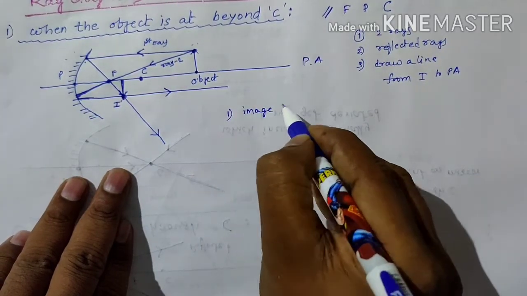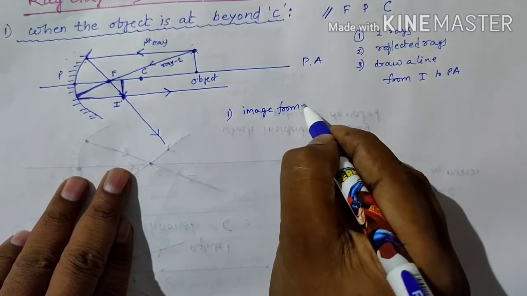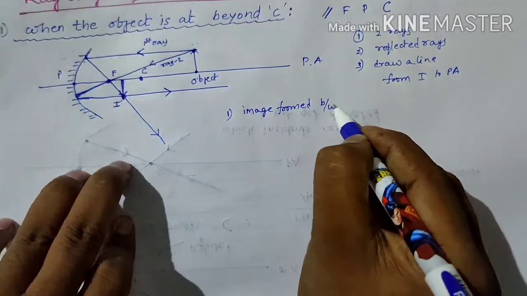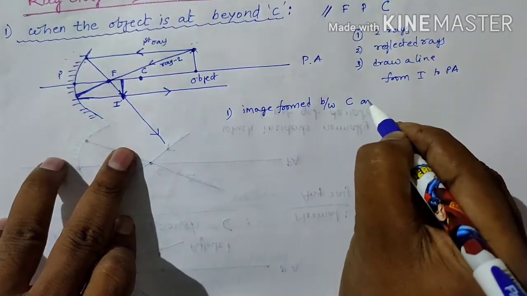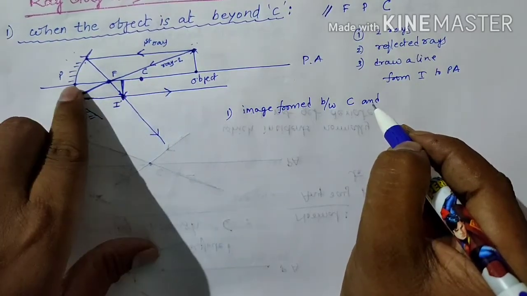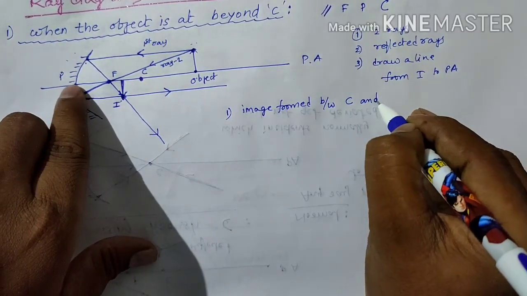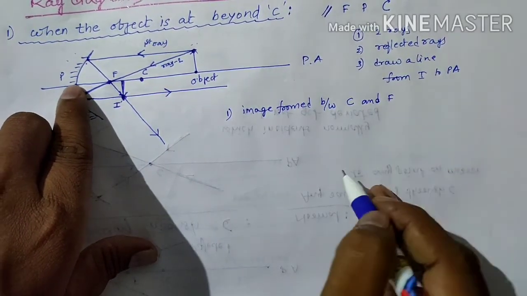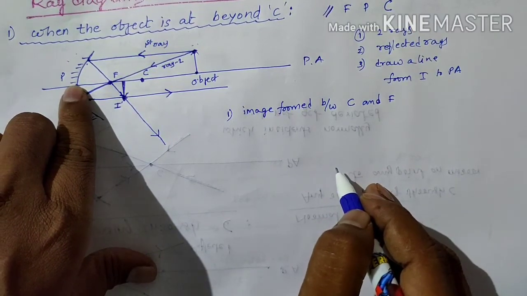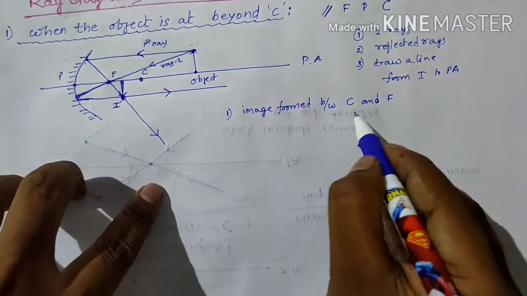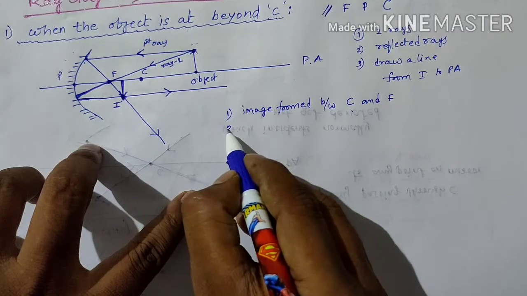So the image is formed between C and F. Between C and F. The image is formed between C and F, the center of curvature and the focus.